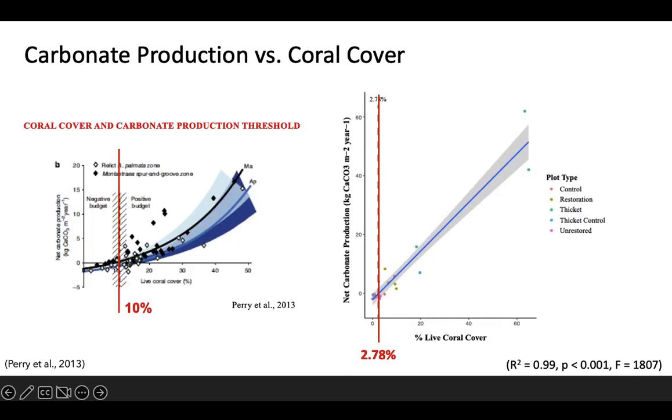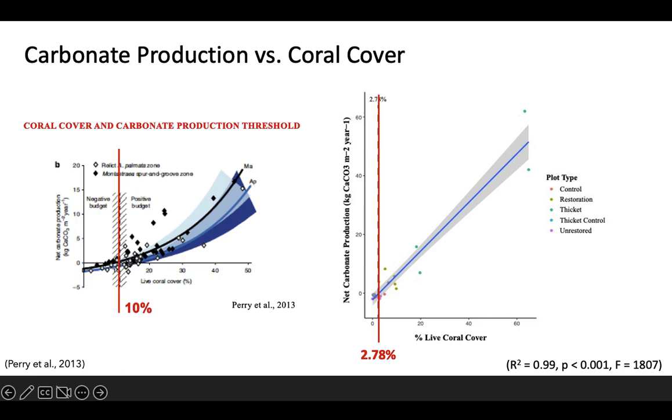We also saw that coral cover had a significant positive relationship with carbonate production. As we can see, with percent coral cover and net carbonate production, the restored plots are moving in a positive direction towards the coral cover of the thicket. So we could suggest from this that in the future, as coral cover increases, carbonate production will increase towards similar values to the thickets as well.